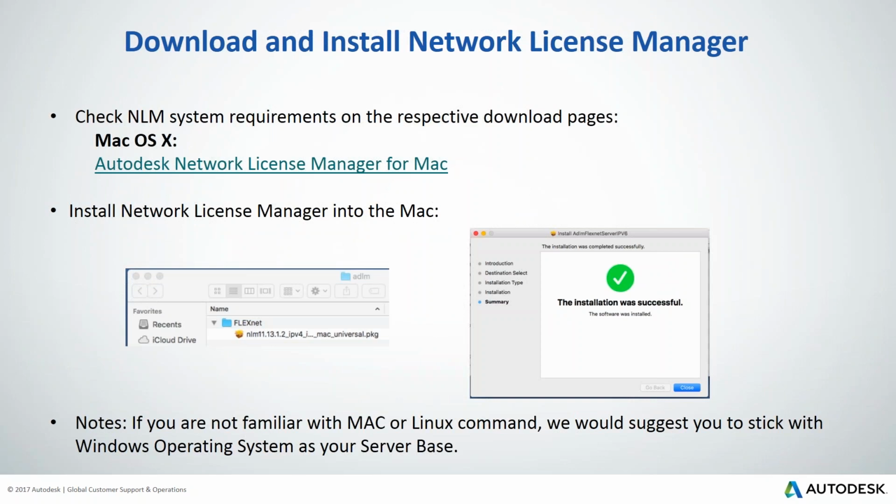So the first step is to download and install your network license managers onto the machines. You can follow this link, and you'll be able to download for Mac. It is advised by Autodesk that it's best to have the latest network license managers, and currently we are under version 11.13.1.2. That will be the latest one that we have. This is to avoid any additional issues in the future for your latest product versions such as 2017 and 2018. So you can follow the link provided here.